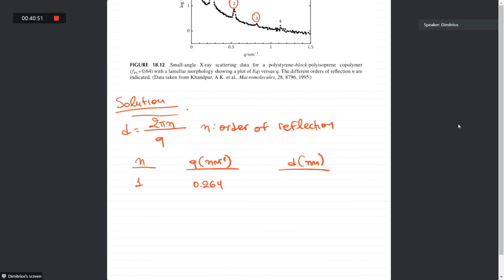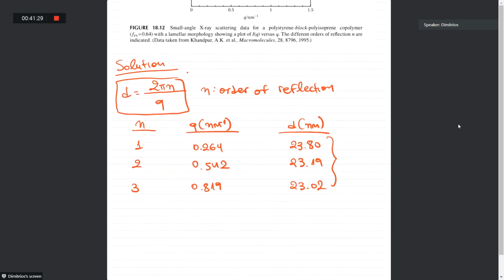For the first order of reflection, q equals 0.264, and if we substitute in this equation where we know everything, d equals 23.80 nanometers. For the second order, q equals 0.542 and d equals 23.19. For the third order, q equals 0.819 and d equals 23.02. From these three we average, which equals 23.34 nanometers. Any answer along these lines I would have taken as correct.